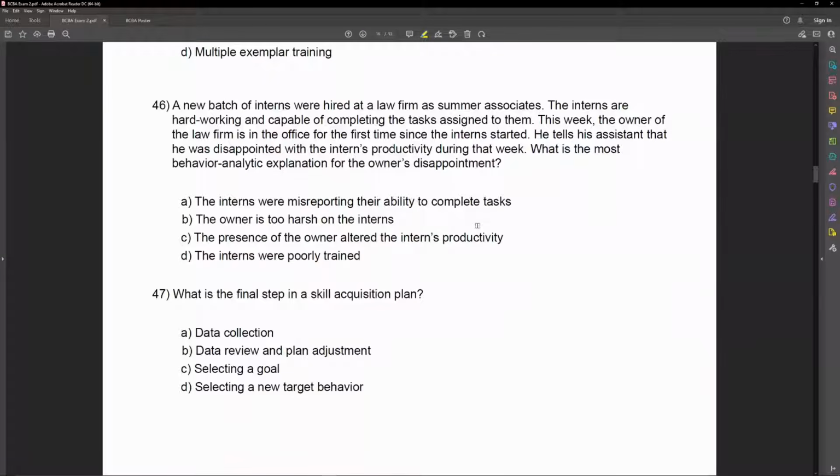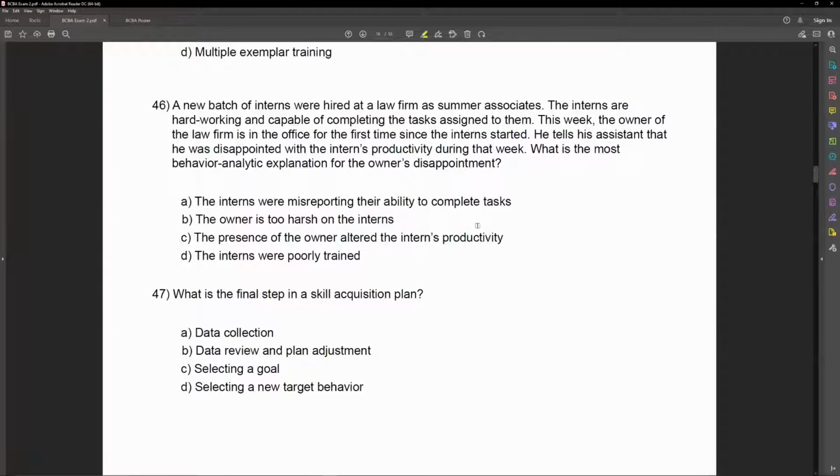46. A new batch of interns were hired at a law firm as summer associates. The interns are hardworking and capable of completing the tasks assigned to them. This week, the owner of the law firm is in the office for the first time since the interns started. He tells his assistant that he was disappointed with the interns' productivity during that week. What is the most behavior analytic explanation for the owner's disappointment? Before you jump to your answer choices, evaluate this question and make a prediction.